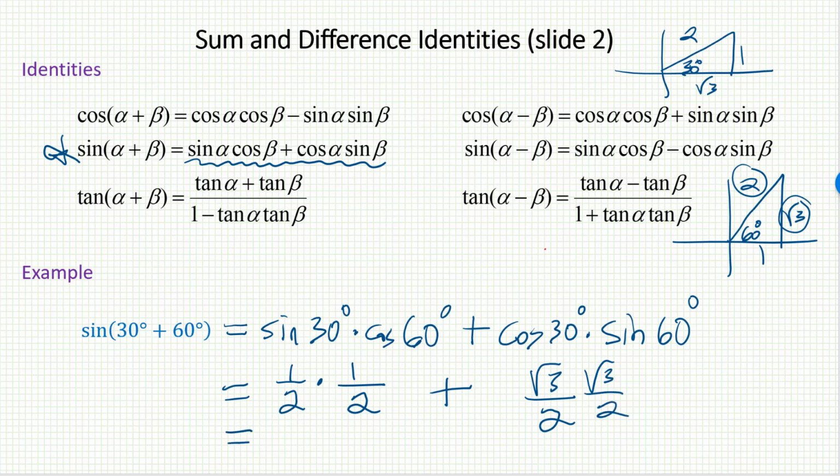And now let's work out these pieces. Multiply across. 1 times 1, 2 times 2. This comes out to be 1/4. On this one, root 3 times root 3 is root 9, which is 3. Again, 2 times 2 would be 4. And 1/4 plus 3/4 is 4/4, which is equal to 1. So the identity worked. It gave us the answer that we expected. Again, these identities help us to link the trig ratio of the sum of two angles with the trig ratios of each individual angle.